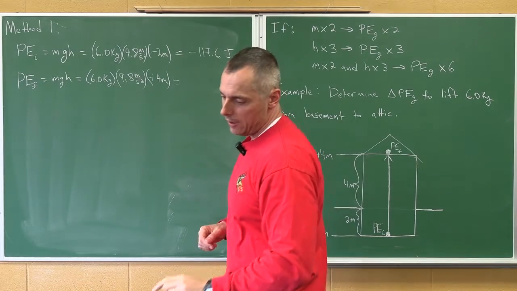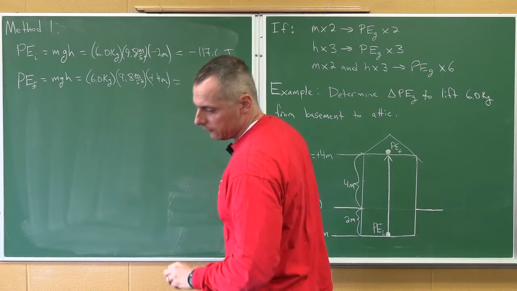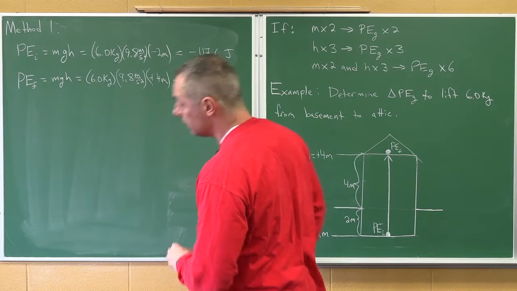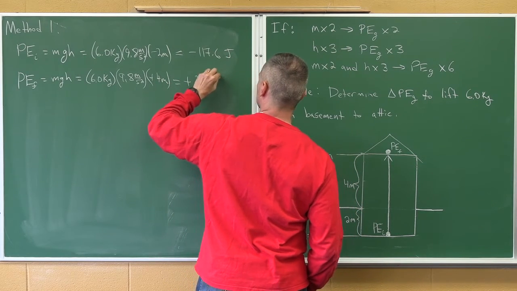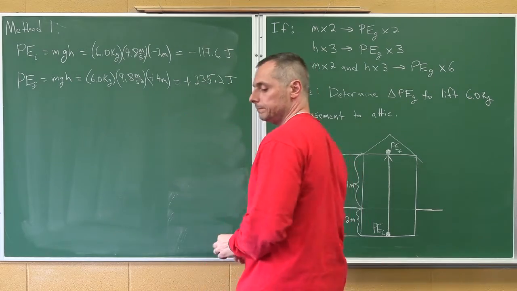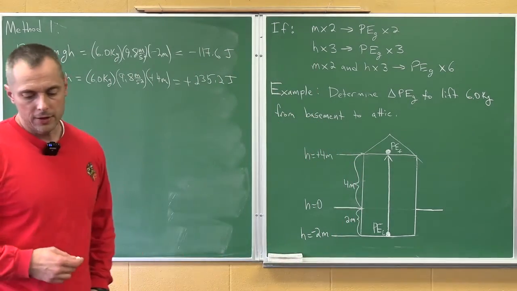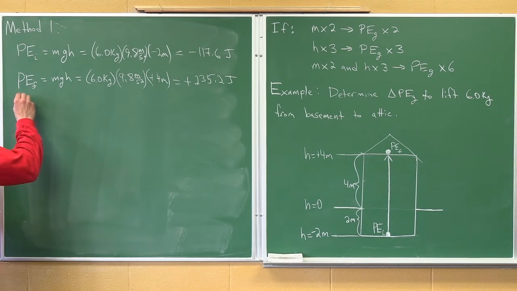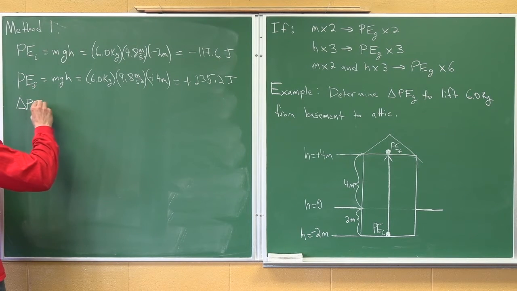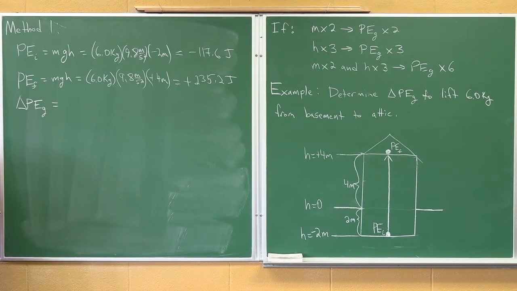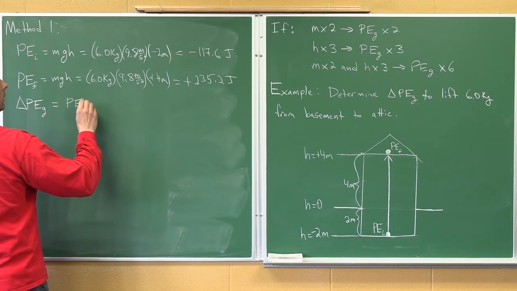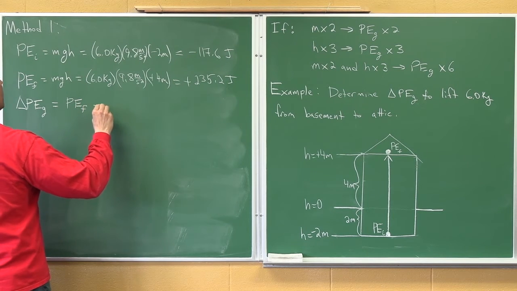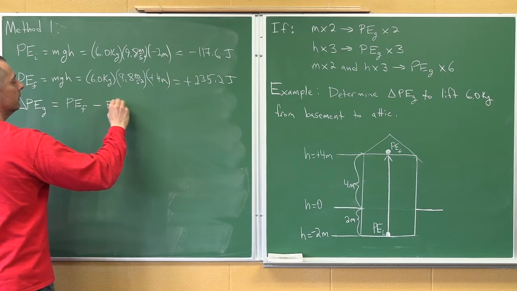If you multiply that out, you get 235.2 joules. And now, the change in potential energy. Well, the change in anything, just like when we did change in velocity for acceleration, you do the final minus the initial.